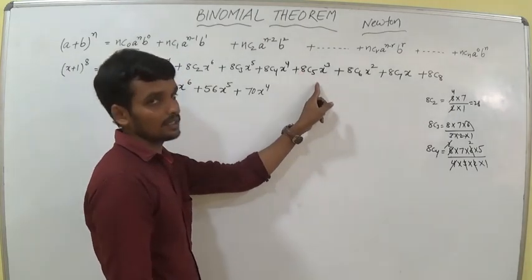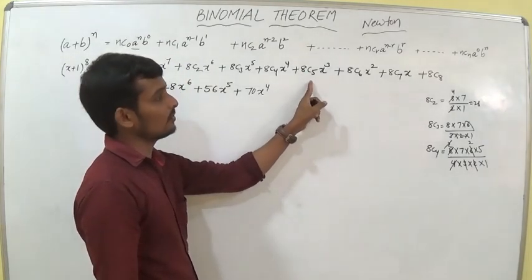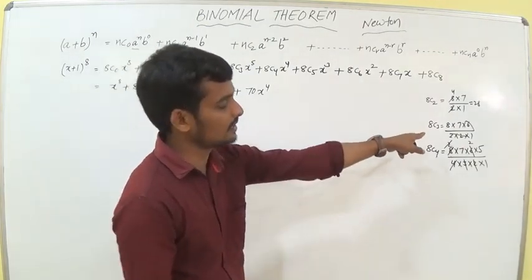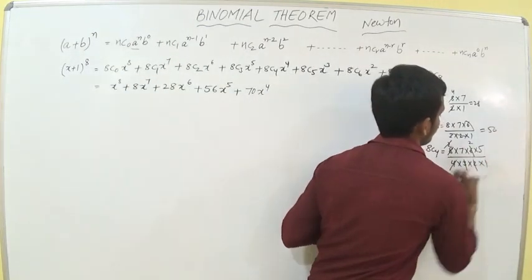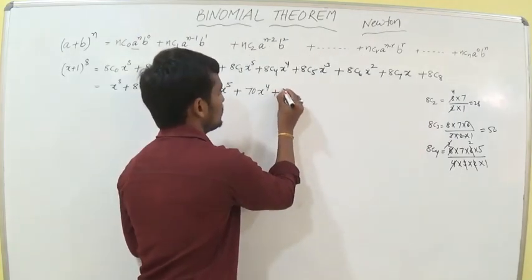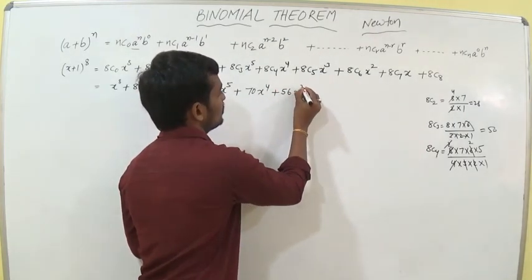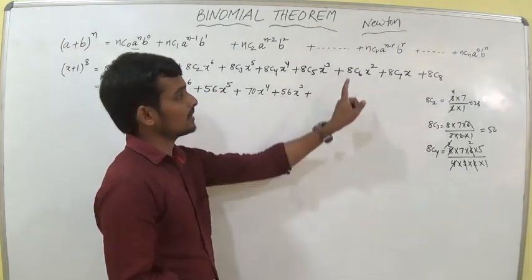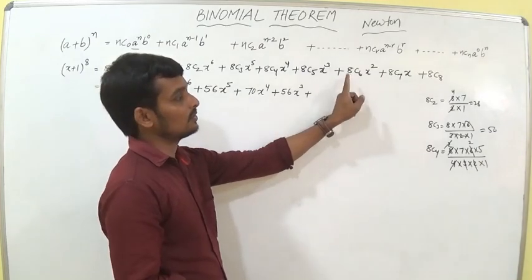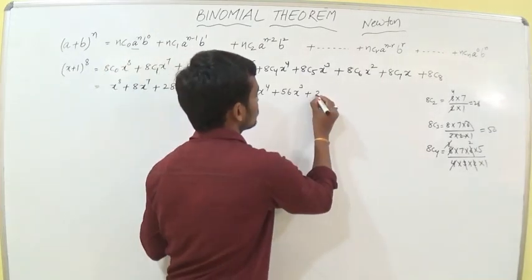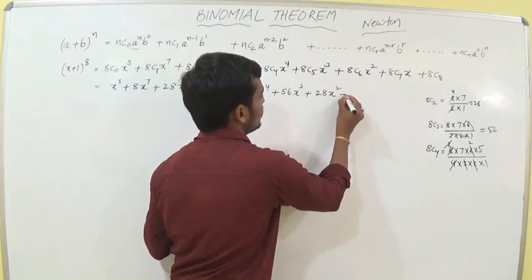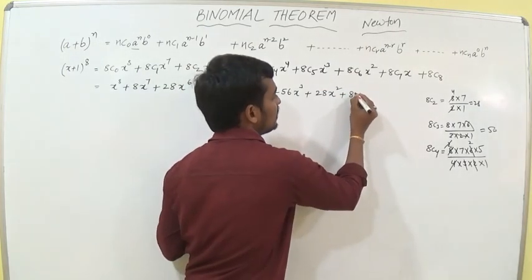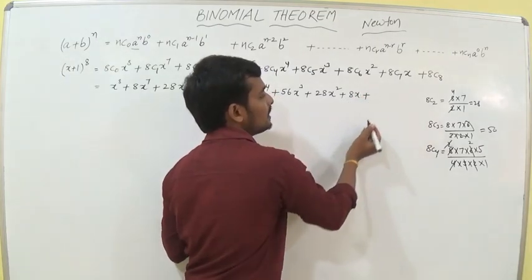Here 8c5 is equal to 8c3, since 8 minus 5 is 3. What is the value of 8c3? We have calculated it here, it is 56. So this is 56 x to the power of 3. 8c6 is equal to 8c2, because 8 minus 6 is 2. 8c2 value is 28, so 28 x squared. 8c7 is 8c1, which is 8x, plus 8c8 is 1.